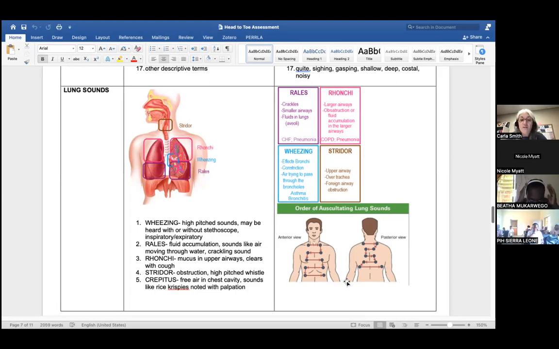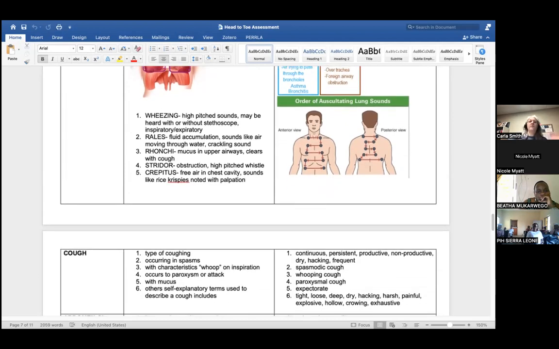You also want to assess for crepitus, which is free air in the chest cavity. Crepitus sounds like crispy rice when you touch the skin. It makes a crackling noise. Do you have Rice Krispies as a breakfast cereal? Anyone know what Rice Krispies are? Or a Nestle Crunch candy bar? Yeah. Crispy rice. It feels like that underneath the skin. Best way to describe that.